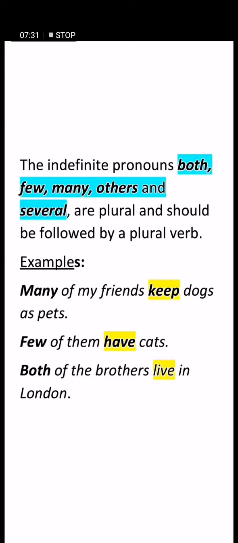Few have. The last example: both of the brothers live in London. So both is the indefinite pronoun and it is plural, so we use the plural form of the verb.